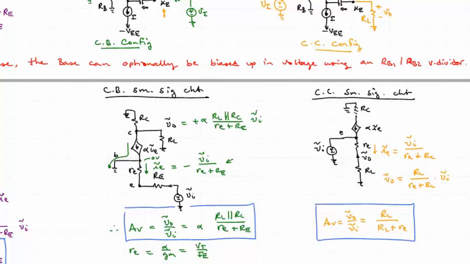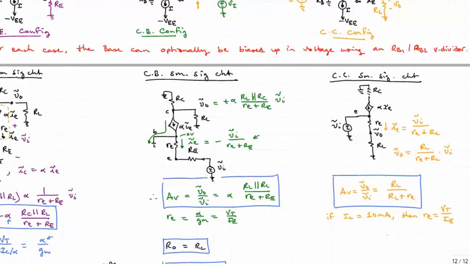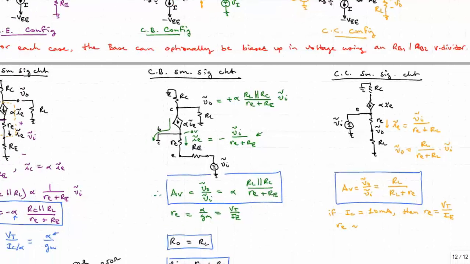Now recall that if, for instance, IC is equal to 10 milliamps, then little re, which is equal to V thermal over IC, is approximately, because I'm going to ignore the alpha, equal to VT over IC, which is going to be 25 millivolts over 10 milliamps, or 2.5 ohms.